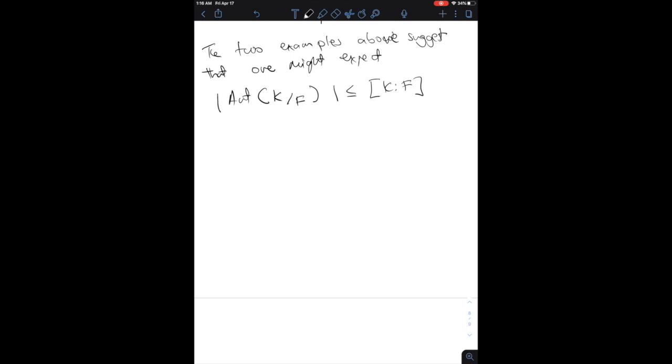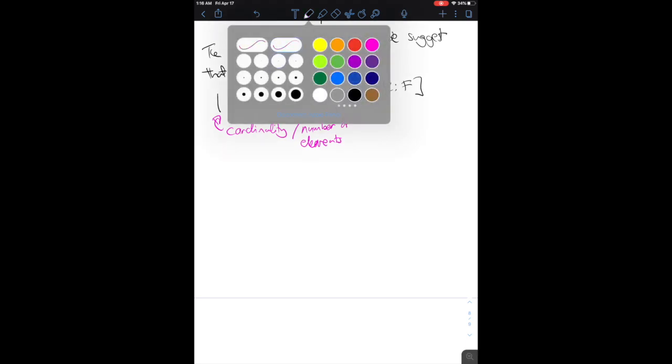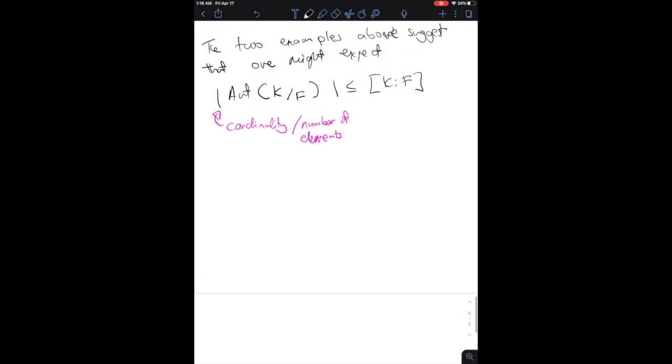Because we've seen from these two examples that in both it's less than or equal, but in the first example we had equality, whereas in the second example it was only a strict inequality. Okay, so you might hope for this, where, let me just say once again, this is the cardinality, i.e. number of elements in the group. Okay, so we're going to prove this, and in fact we're going to prove much more.